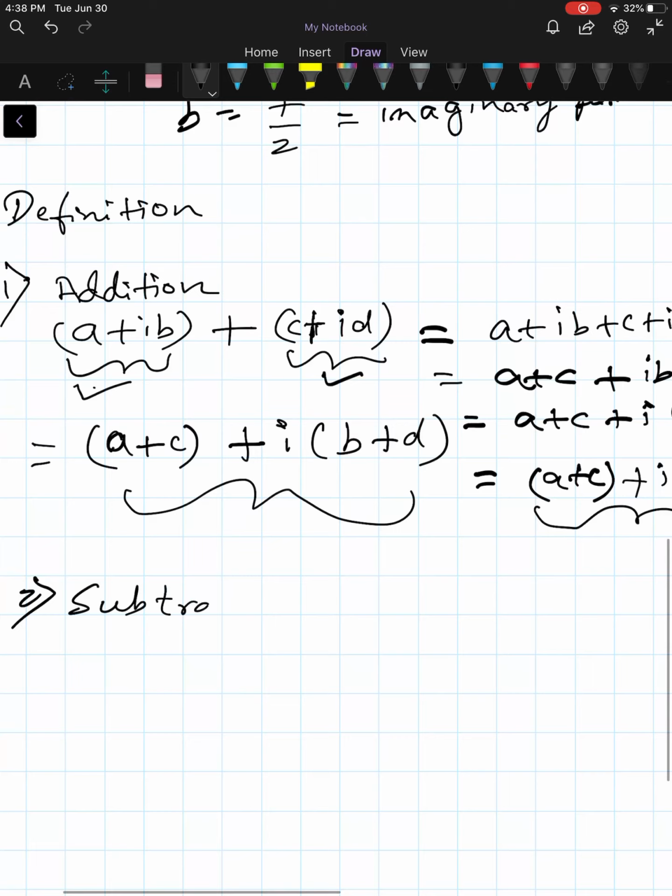The same thing applies to subtraction of complex numbers. Suppose you are given two complex numbers, a plus ib and c plus id.